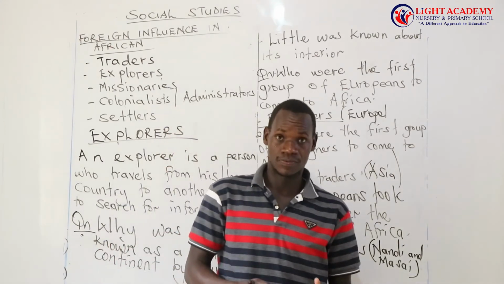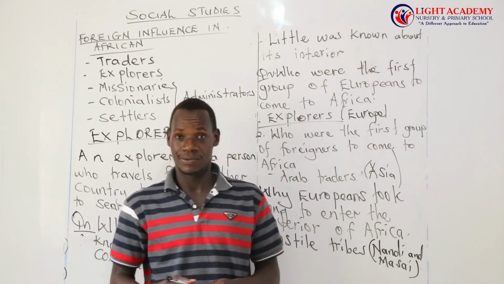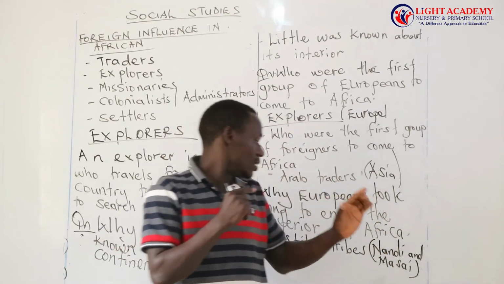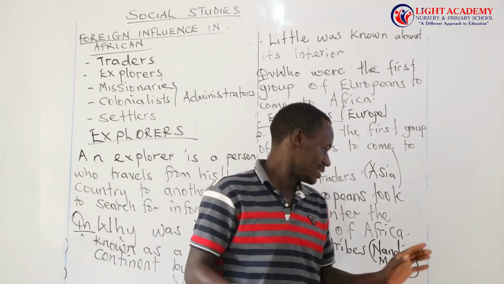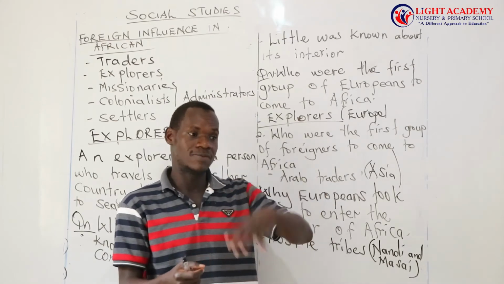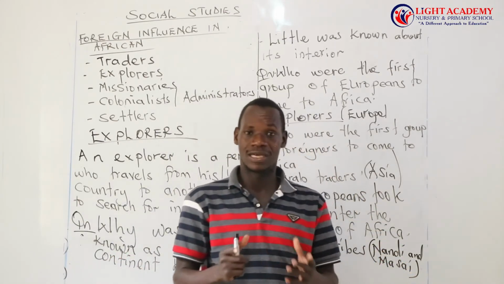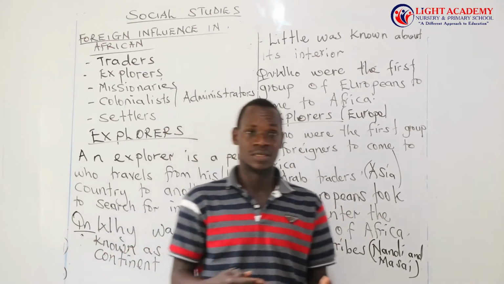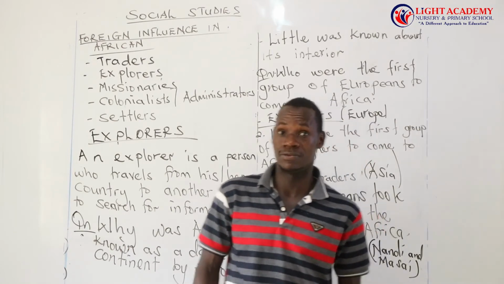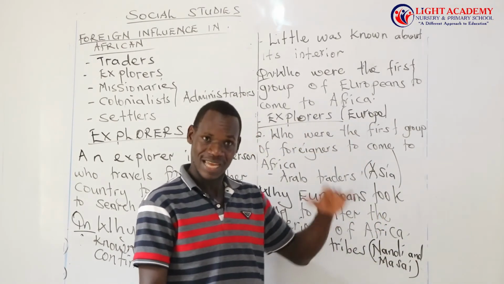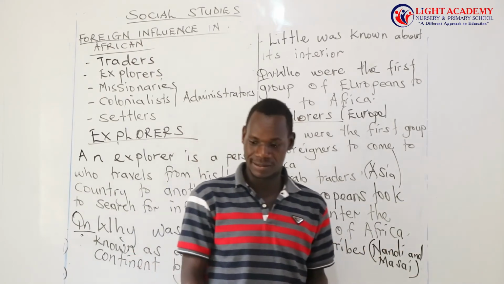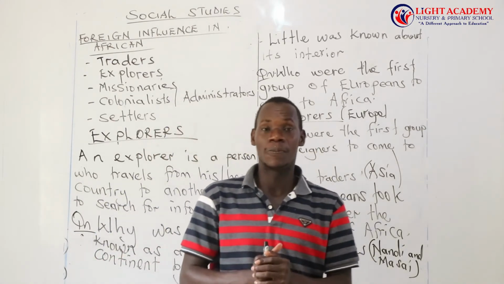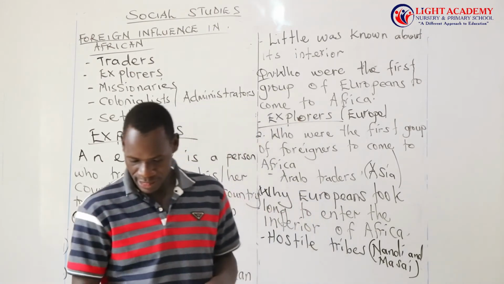In science, you know the carnivorous animals. These are animals which feed on others. Human beings eating other fellow human beings, that is cannibalism. So there are some tribes who, they thought, were cannibals, like for example in Tanzania, the Zimba tribe. Some years back, they could eat other fellow human beings. So hostile tribes were one of the reasons which hindered these people from entering the interior of East Africa.